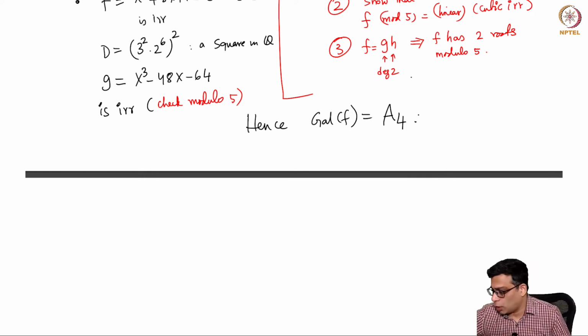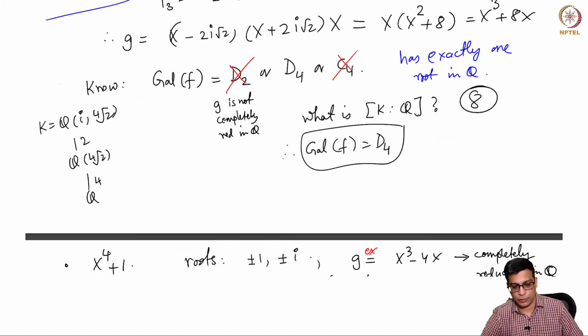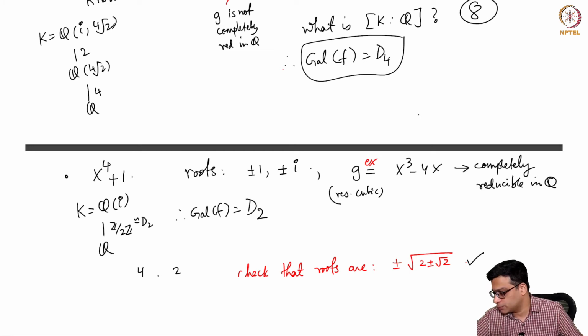Okay, so you have all possibilities now that we have covered. So you have A4, S4, D2, D4, C4. So all the 5 examples are covered now. Okay, so now let me just do one more simple thing to illustrate what happens if you have higher degree.